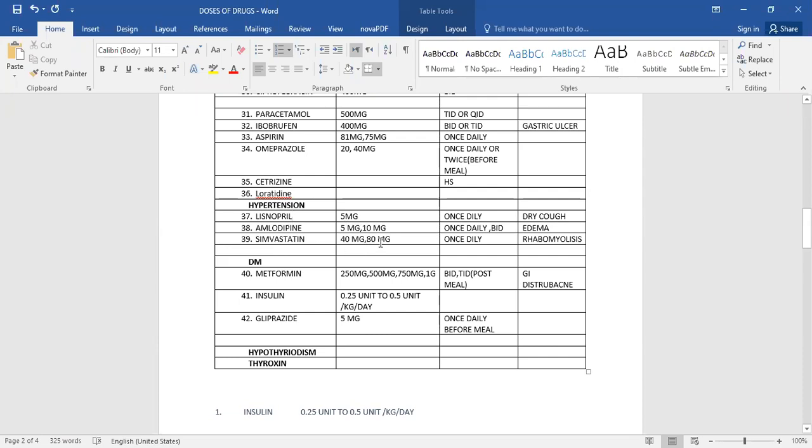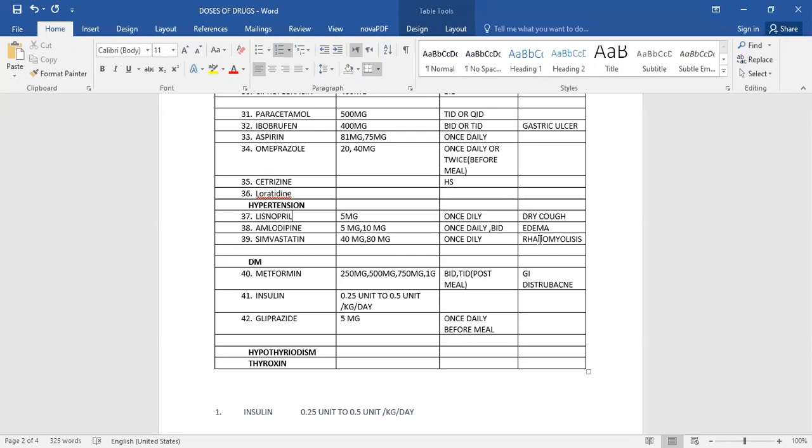Simvastatin 40 milligram or 80 milligrams once daily. It is not common, but it can cause very severe rhabdomyolysis. Be aware of this. So how do you diagnose rhabdomyolysis? If you prescribe simvastatin and the patient comes after 1 week and you suspect rhabdomyolysis, what is the symptom the patient may have? Muscle cramps with an increased intensity, extreme myalgias. Then you can suspect the patient may be suffering from rhabdomyolysis.